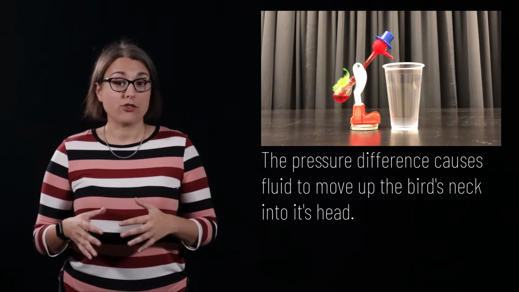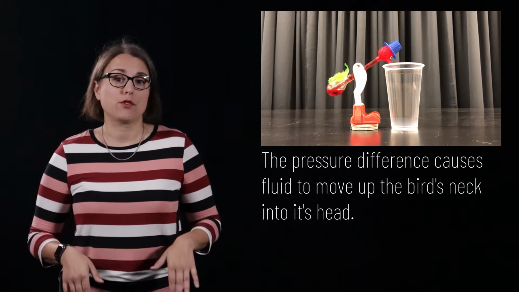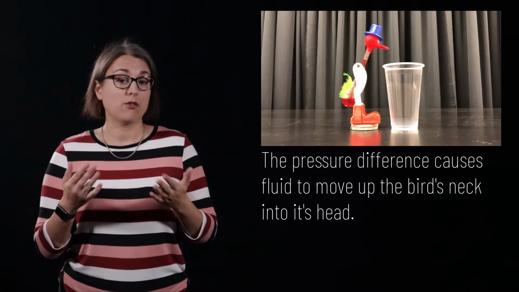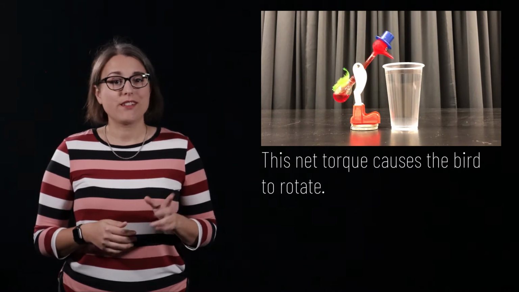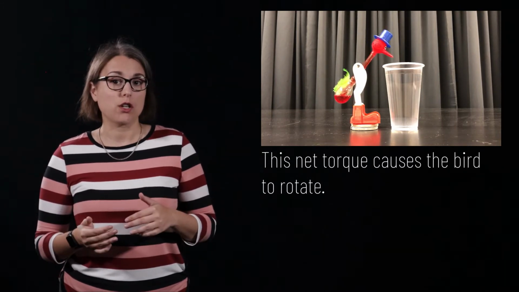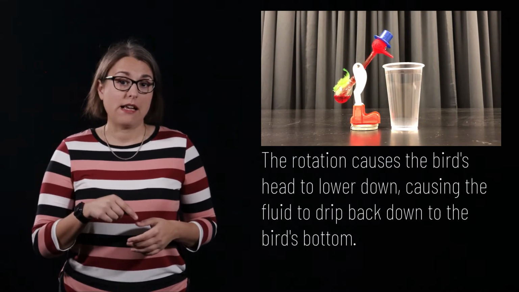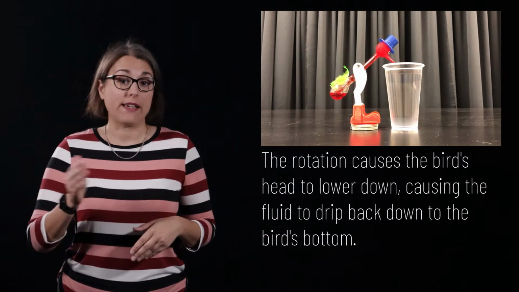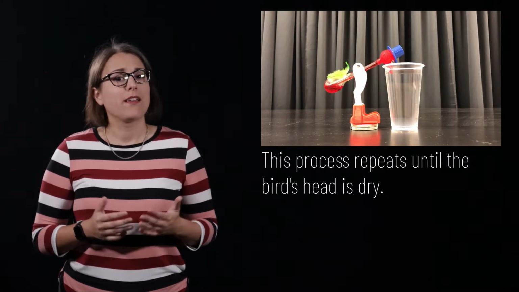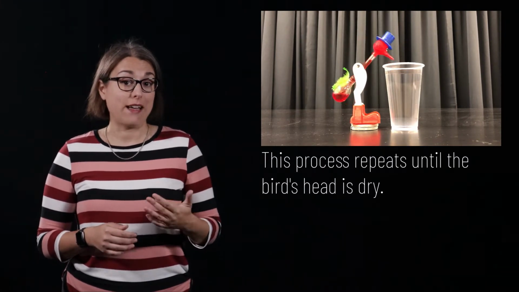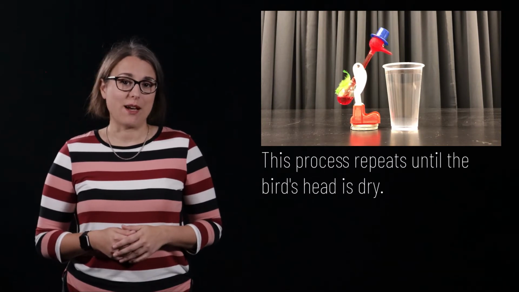This pressure differential causes the fluid inside the bird's body to be drawn up into the head, causing a net torque. As we learned in Lecture 8, a net torque will cause rotational acceleration. The bird dips its beak, and the fluid in the head is able to travel back into the bottom of the bird. This process repeats until the bird's head dries off and evaporation stops.